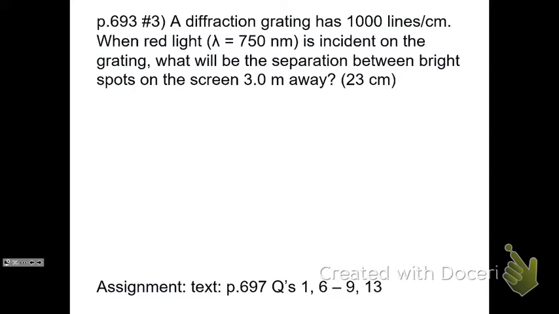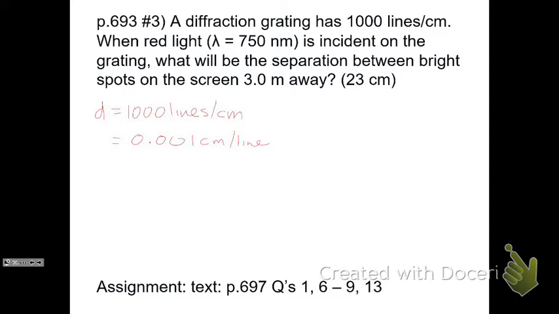Yeah. So that's probably going to be the trickiest part with this, all of our different units, just making sure that our distances have the same units. So, the diffraction grating has 1,000 lines per centimeter. And we want to find how many centimeters are per one line, so we will just take the inverse of that, which is equal to 0.001 centimeter per line.